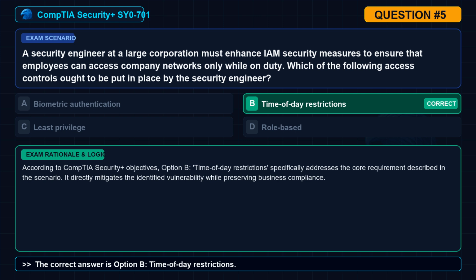The correct answer is option B, time of day restrictions. Why is this the answer? According to CompTIA Security Plus objectives, option B, time of day restrictions, specifically addresses the core requirement described in the scenario. It directly mitigates the identified vulnerability while preserving business compliance. Notice how the question highlights employees can access company networks only while on duty. In the CompTIA exam, always look for these operational clues.